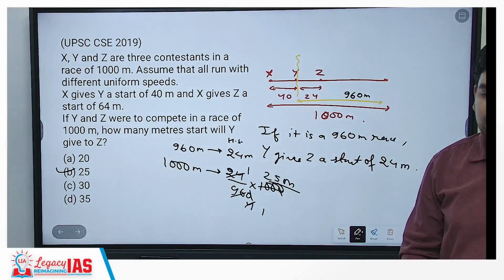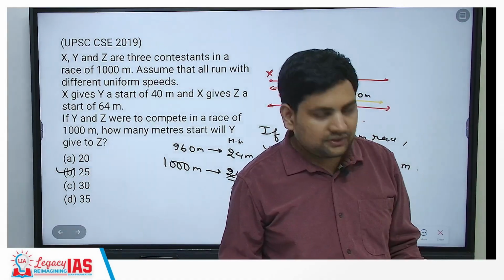Okay, that's it for the linear races. In the next part you'll see circular races.